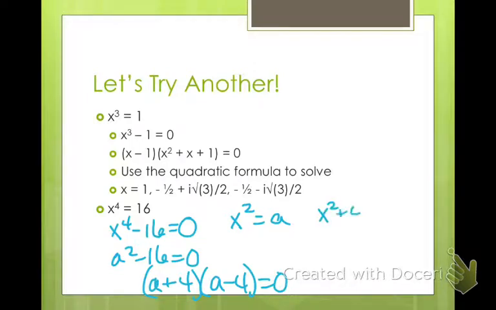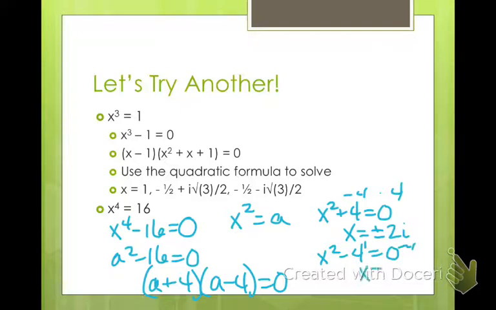X squared plus 4 equals 0. So subtract 4. I get x equals plus or minus 2i. And then x squared minus 4 equals 0. So add 4. So x equals plus or minus 2. So there's your 4 solutions for that one.